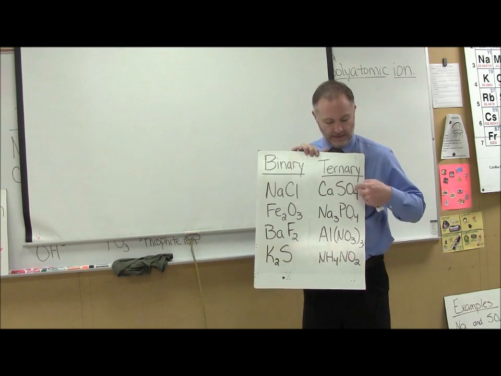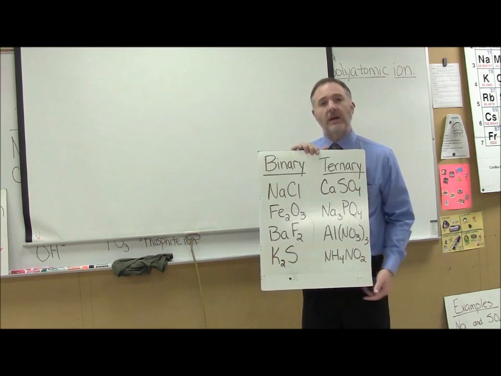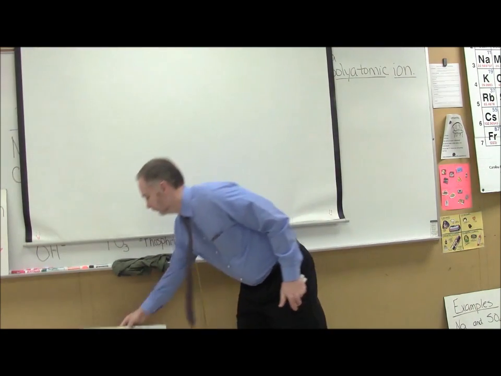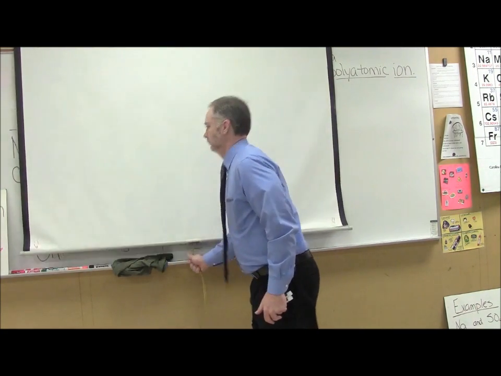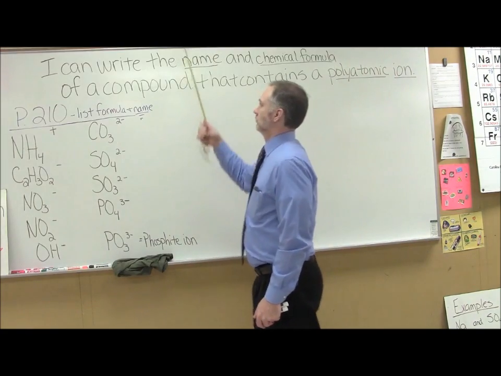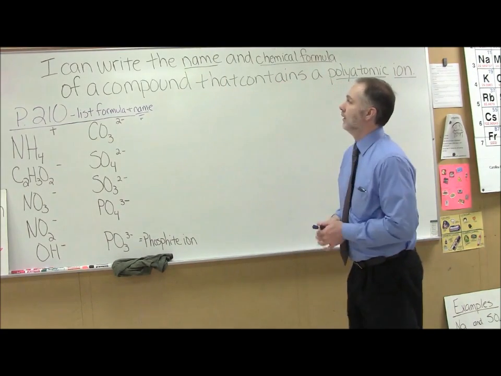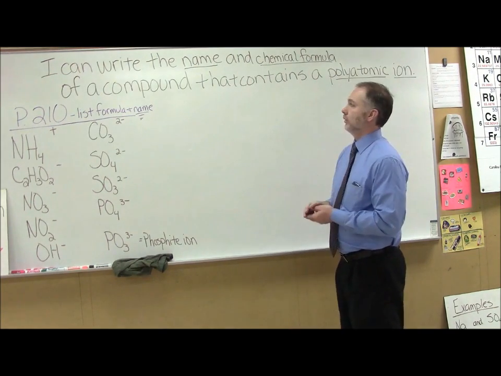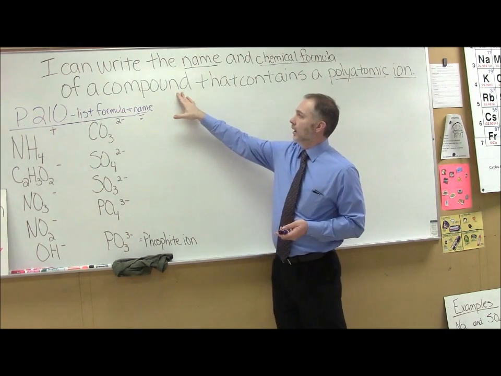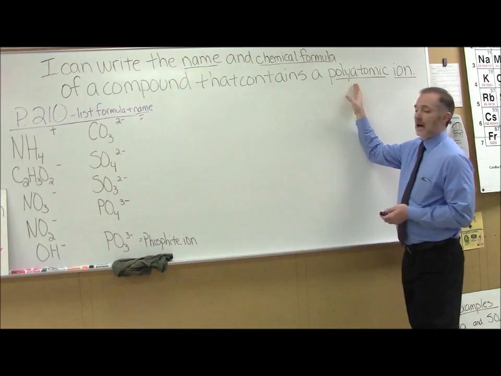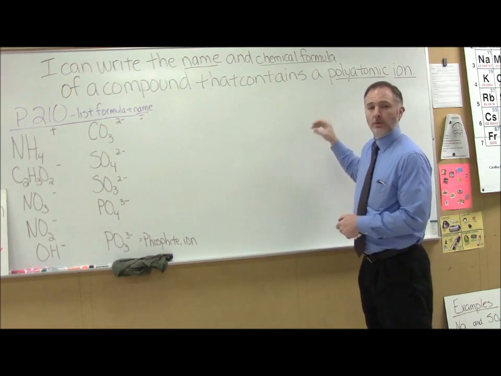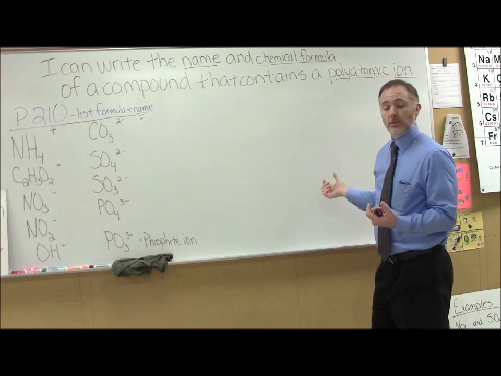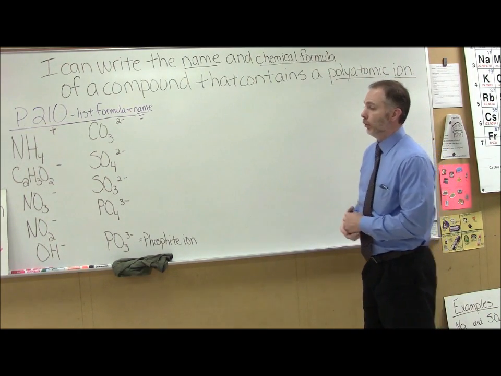And obviously oxygen is a very big deal. You're going to see oxygen a lot in these compounds. So our I CAN statement: I can write the name and chemical formula of a compound that contains a polyion. That's how you become a ternary ionic compound. You have a polyatomic ion, and poly means more than one.